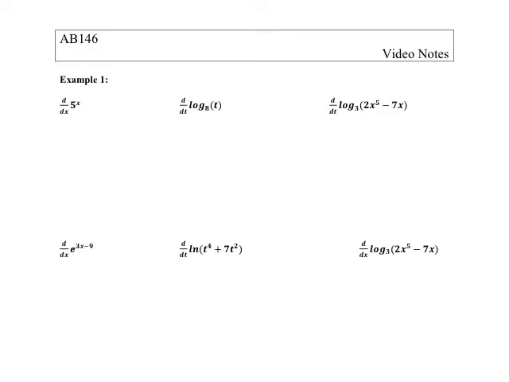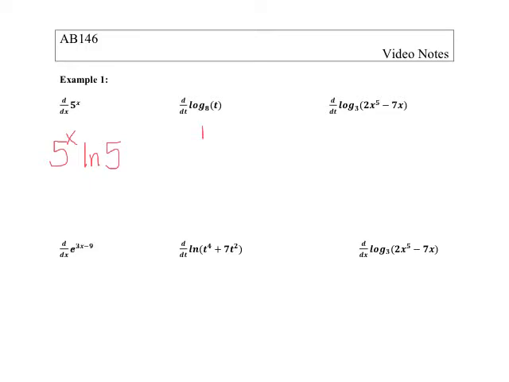Alright, so what we're going to do is 6 quick derivatives. We have 5 to the x. When we take the derivative of that, we remember that it is an exponential, and then we just multiply it by our base. So there we go.